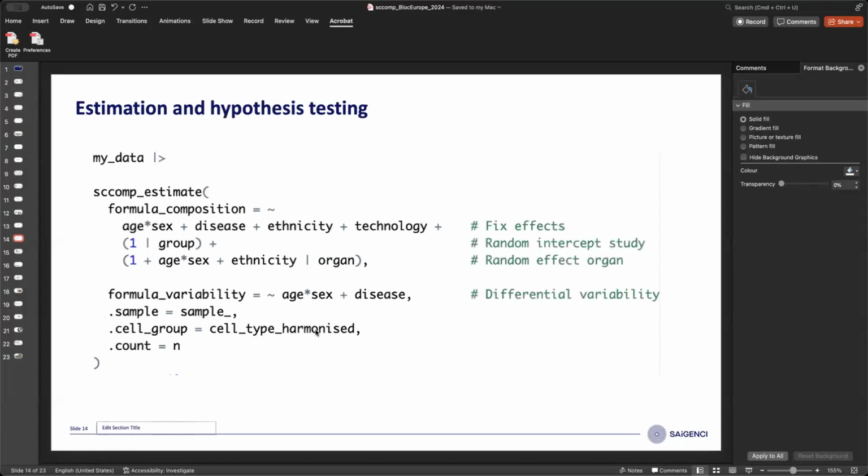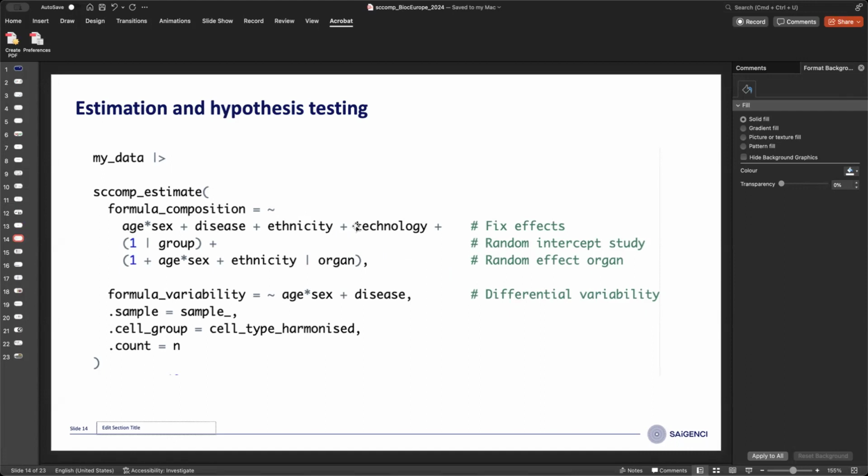Okay, so the formula for our study is quite a bit more complex. You can see the formula composition. We have an interaction between age and sex that we found, meaning that female and male do not age in the same way across the organs. For example, you might have an immune cell type that increases in the heart of males as we age, but decreases in females. We have a disease factor. Our map is just healthy, so we want to capture the disease effect.